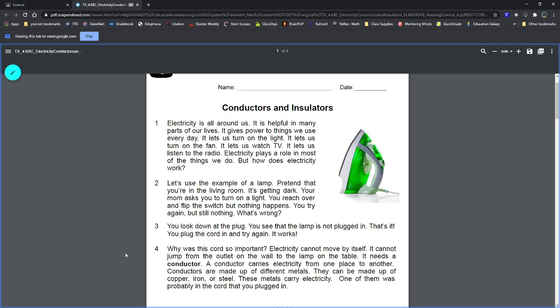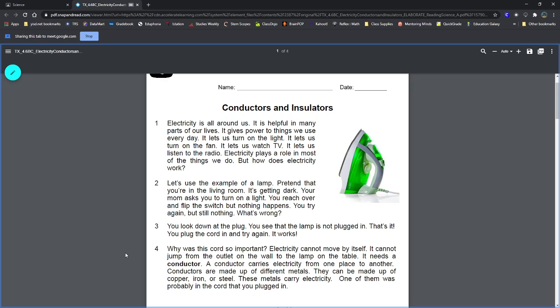So it's called Conductors and Insulators. Electricity is all around us. It is helpful in many parts of our lives. It gives power to things we use every day. It lets us turn on the light. It lets us turn on the fan. It lets us watch TV. It lets us listen to the radio. Electricity plays a role in most of the things we do.